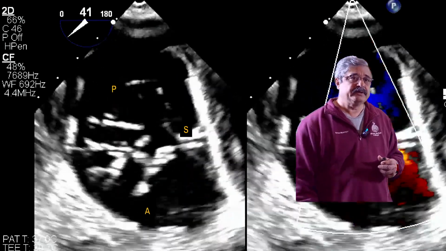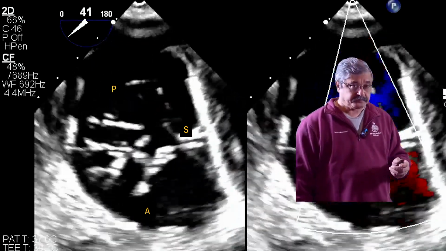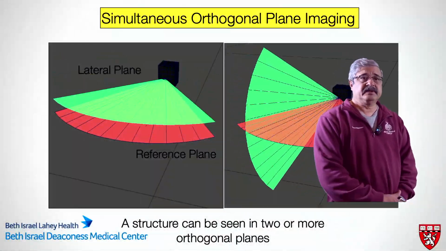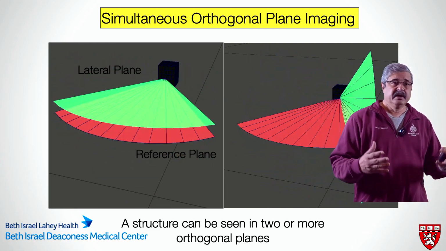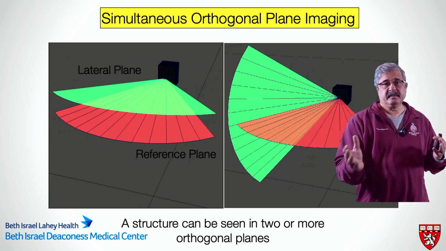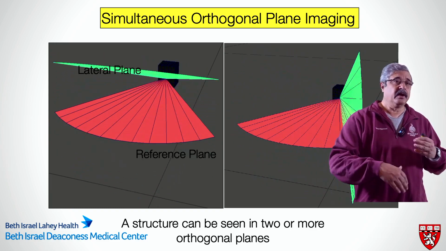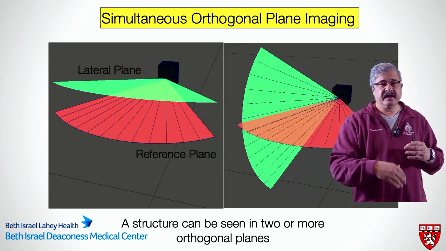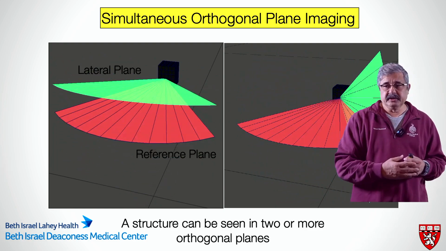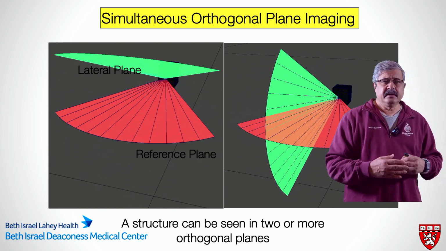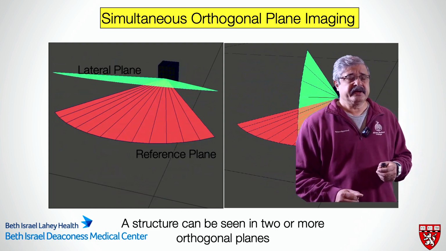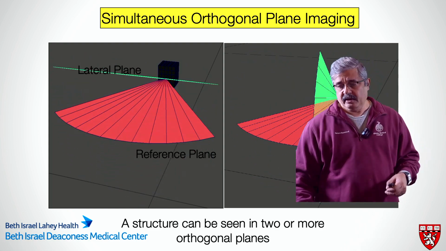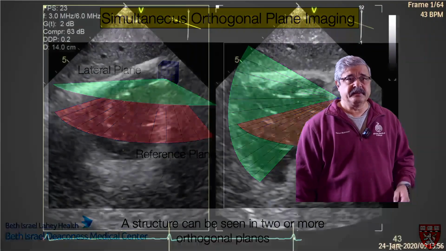Now, throw into the mix three-dimensional imaging, and particularly simultaneous orthogonal plane imaging, where we have a reference plane and a lateral plane that moves in relation to the reference plane. It not only translates side to side, it sweeps, but also can rotate, giving us a finite number of iterations of various parts of the tricuspid valve, seen in two different orthogonal views. And I will show that in just about a second.